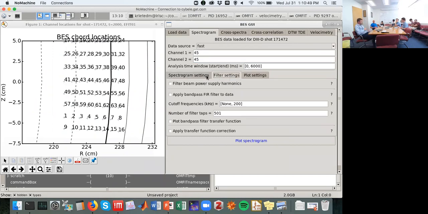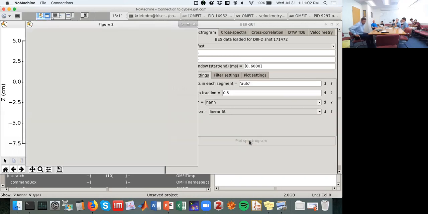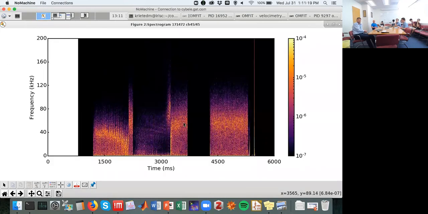The filter settings are not super important for spectrograms, but will be for later analyses. And so let's just plot the spectrogram and see what it looks like. Because the BES data is sampled at really high speed, we produce a lot of data per shot. So actually loading in data sometimes can take a while. It takes about 10 seconds per channel that you have to load in. But looking at one channel is not too bad. So here's a spectrogram. I'll just go ahead and blow this up.